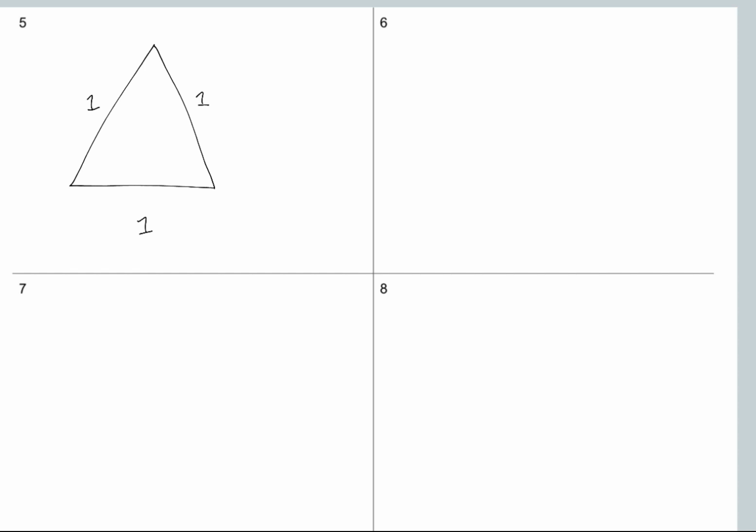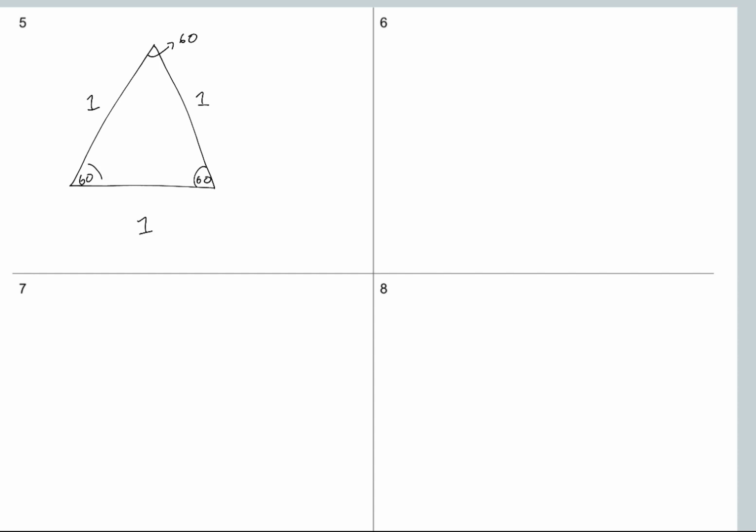Now, an equilateral triangle has what angle? Because it's the same angle, isn't it? So it's going to be 60. Watch what I do here. There's a reason for it. 60 and 60. All of them are 60-degree angles.